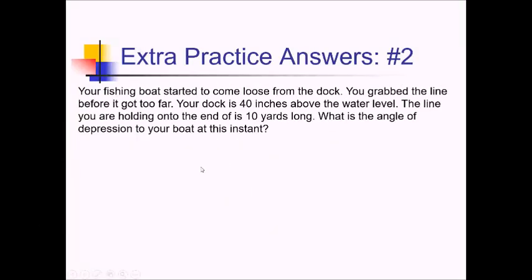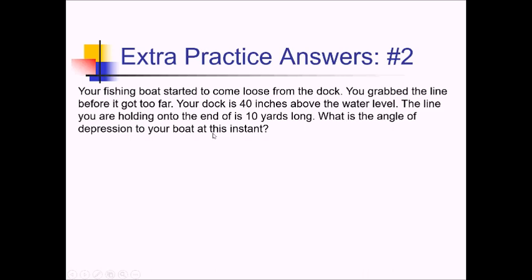In this action-packed problem, your fishing boat started to come loose from the dock. Oh no. You grabbed the line, though, before it got too far. Your dock's 40 inches above the water level. The line you're holding on to the end of is 10 yards long. We want the angle of depression to your boat at this instant.